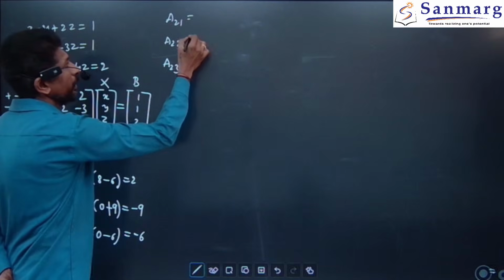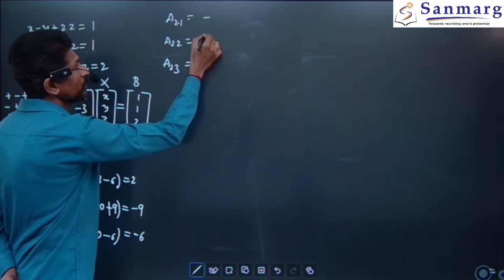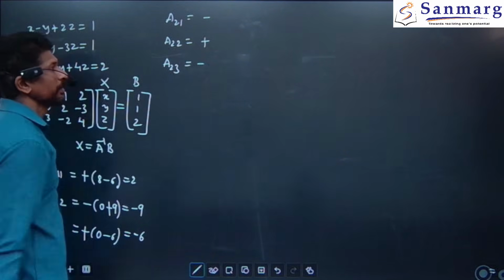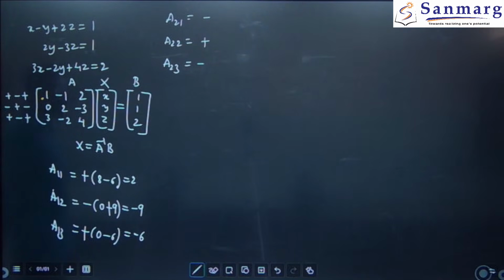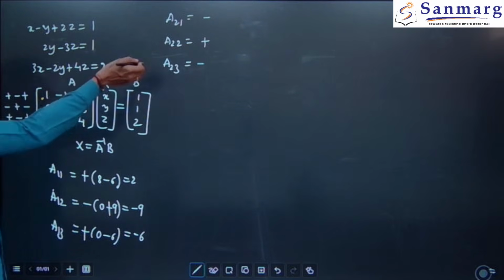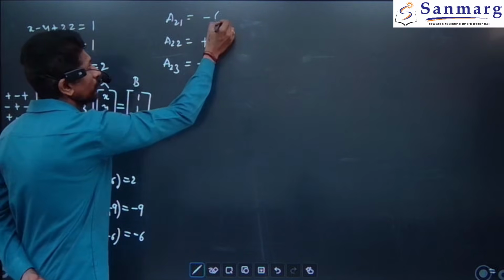So try to write it column-wise, because it is easy to find the adjoint of A. Therefore, first consider it column-wise itself. Whether it is row elements, you have to find the column cofactors. Now I am finding the second row cofactors. The cofactor of 0 becomes: mention the signs minus, plus, minus.